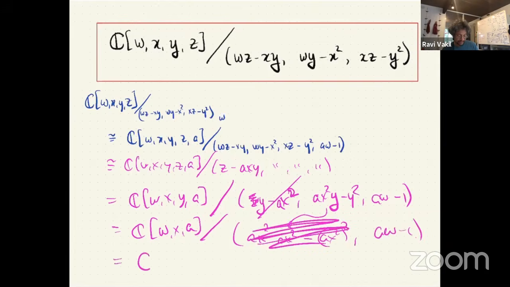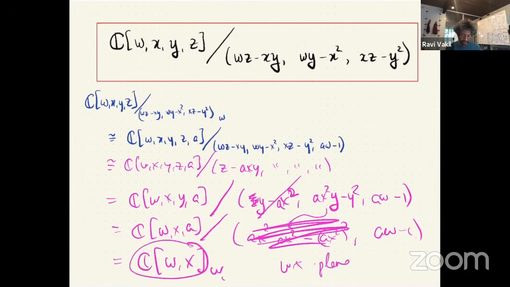And now I just get C adjoined W and X and A, where A is the inverse of W. So I'll just put it back in this form. So here's what we've discovered, because the algebra just kind of collapsed to something nice. When I take spec of it, this is just the WX plane. That's the picture I get for this, but I'm throwing out where W equals 0. So minus the x-axis where W equals 0. So that's the algebra that we did.